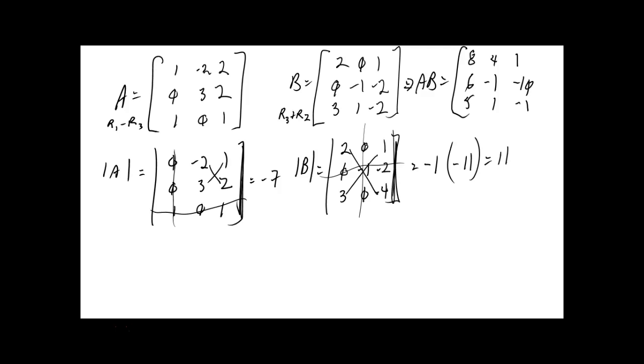Do the expansion? There's no problem. It's not a hard thing to do. So just copy down the first two columns again. It's 8, 4, 6, -1, and 5, 1. Okay? Now, do your down diagonals. And what does that give you?